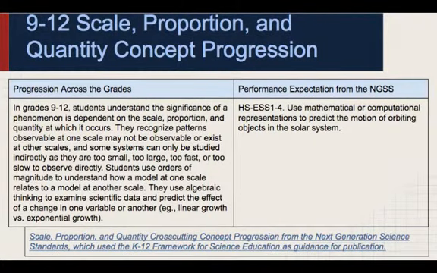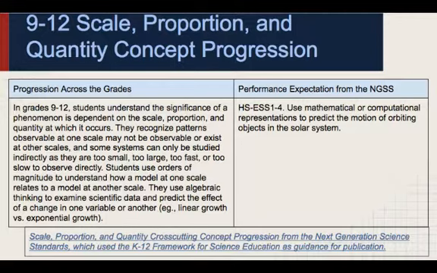In grades 9 through 12, students understand the significance of a phenomenon is dependent on the scale, proportion, and quantity at which it occurs. They recognize patterns observable at one scale may not be observable or exist at other scales, and some systems can only be studied indirectly as they are too small, too large, too fast, or too slow to observe directly. Students use orders of magnitude to understand how a model at one scale relates to a model at another scale. They use algebraic thinking to examine scientific data and to predict the effect of a change in one variable on another, linear growth versus exponential growth.